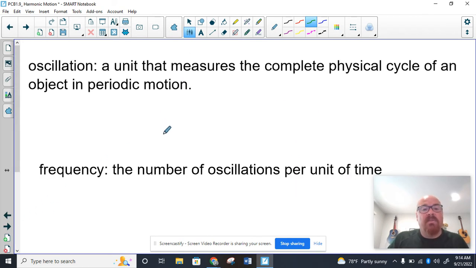So a couple of terms that are going to come up here, and I would encourage you to pause this to write these down in your notes, are oscillations and frequency. Okay, these are kind of physics-based terms. So an oscillation is a unit that measures the complete physical cycle of an object in periodic motion.